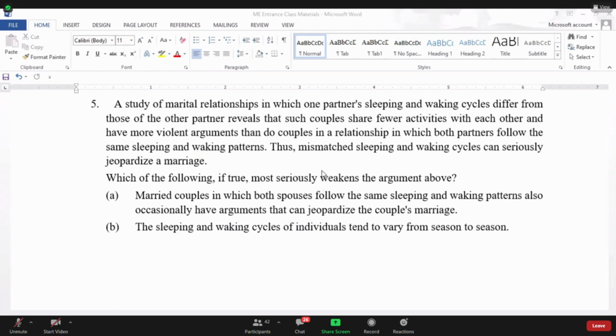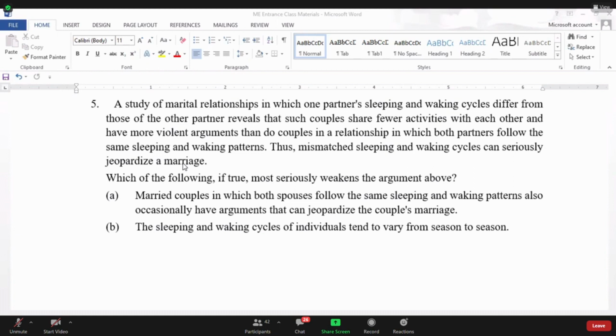Okay. Thus, now the conclusion. Thus, mismatched sleeping and waking cycle can seriously jeopardize a marriage. It means if the sleeping and waking patterns are not the same, then the marital relationship gets damaged.